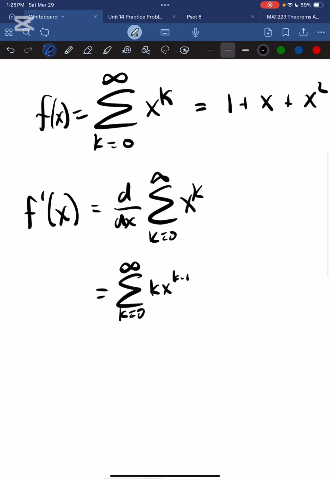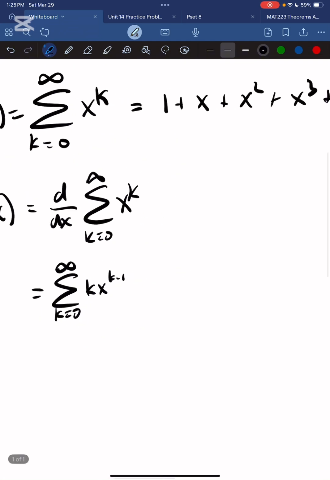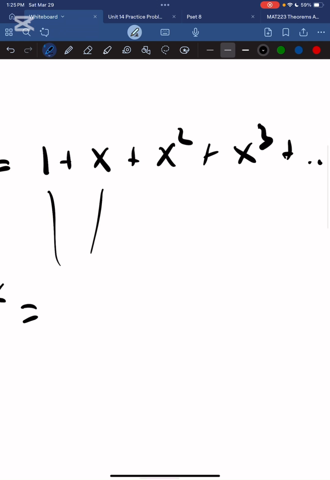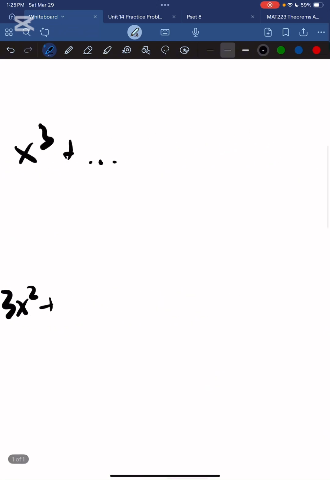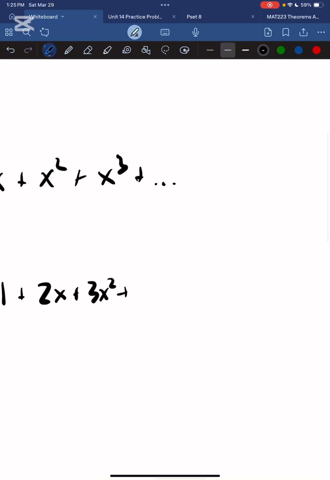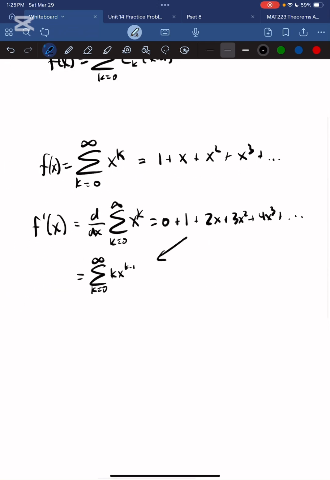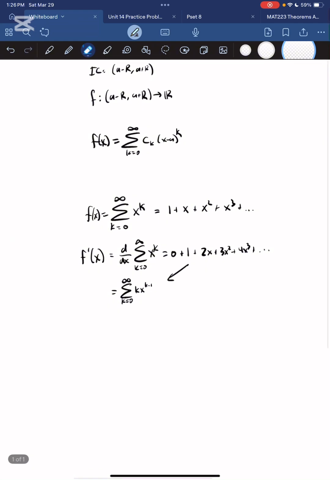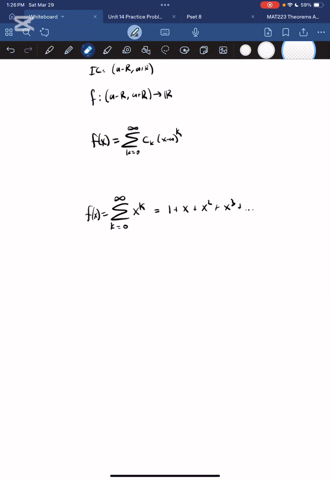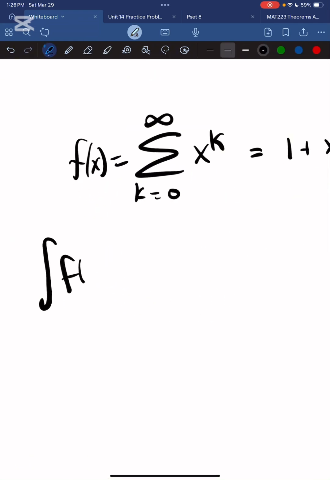Now, why is this the case? Well, we can just differentiate each one of these terms. This is 0 plus 1 plus 2x plus 3x squared plus 4x cubed plus blah, blah, blah. And we see this is literally equal to this, just straight up. And on the contrary, we can also integrate this bad boy.